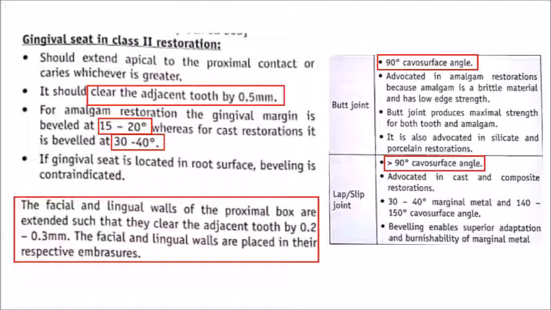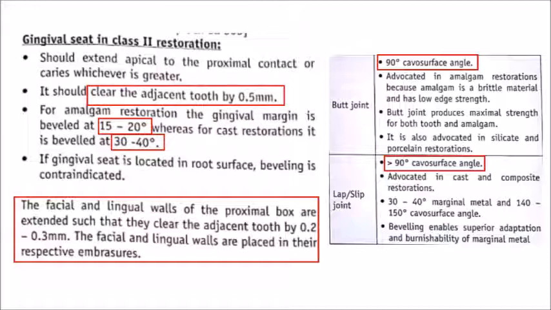Whenever it is positioned in the root surface, then beveling is contraindicated. The facial and lingual walls of the proximal box are extended such that they clear the adjacent tooth by 0.2 to 0.3 mm. Please note these points: the facial and lingual walls are placed in their respective embrasures.